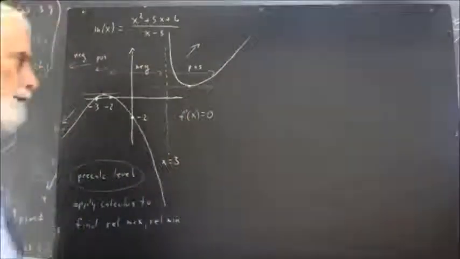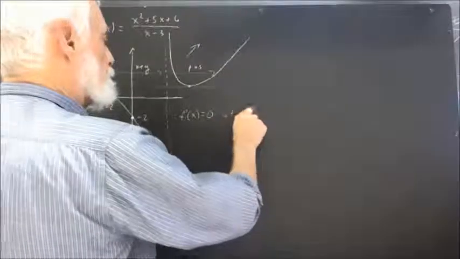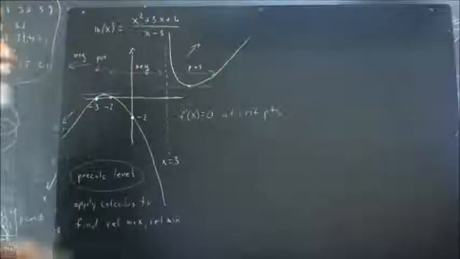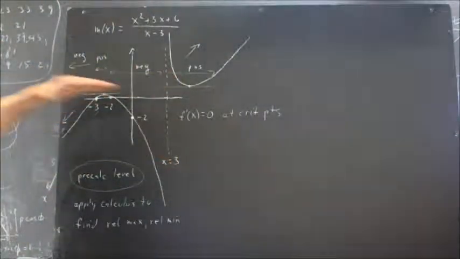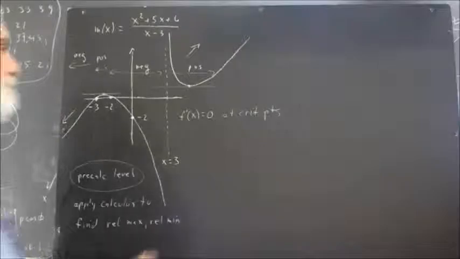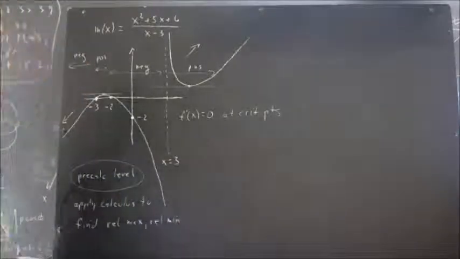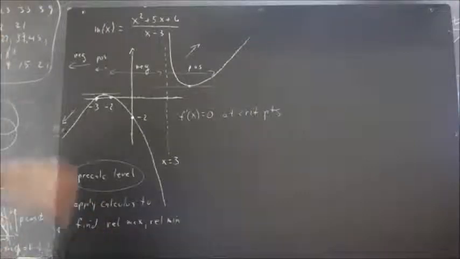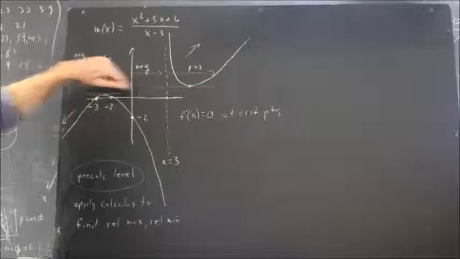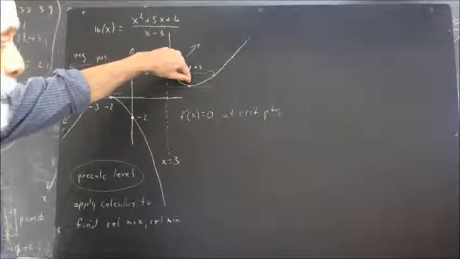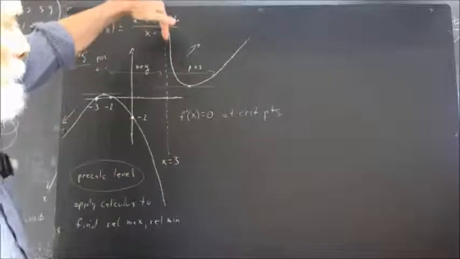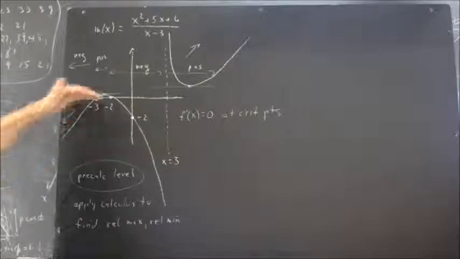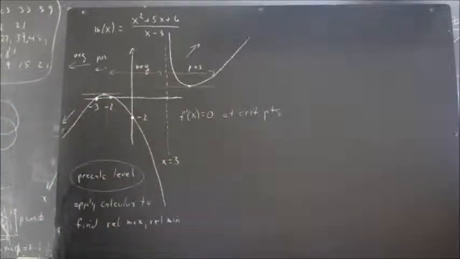So we have f prime of x equals 0 at our critical points. Critical points again being where the derivative is 0, where the graph levels off for at least an instant. And then the sign of f double prime of x is going to tell us whether we have a max or a min. So we need to find this critical point and find this critical point. When we do, we're going to see that the second derivative for this critical point is going to be positive. The second derivative for this critical point is going to be negative.